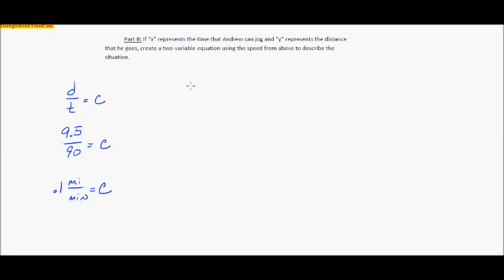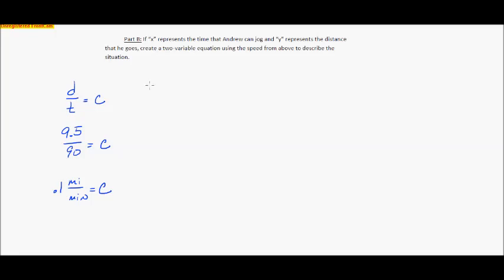Alright, now here's part B, and all they want us to do for part B, and I copied over what we had for part A right here, and so this is our final answer down here for part A. It says if X represents the time that Andrew can jog and Y represents the distance that he goes, create a two-variable equation using the speed from above, which means part A, to describe the situation. Okay, so here's what I'm going to do. I want to create an equation that I can use to predict whenever I want how far he's going to jog in so many minutes.